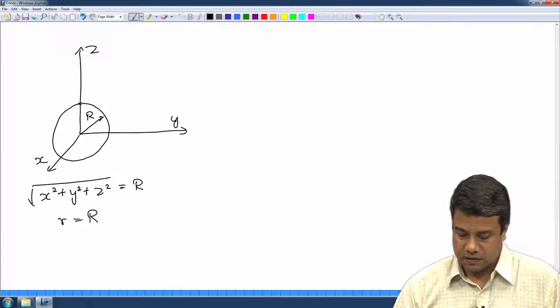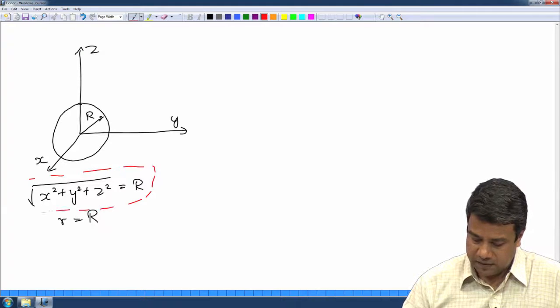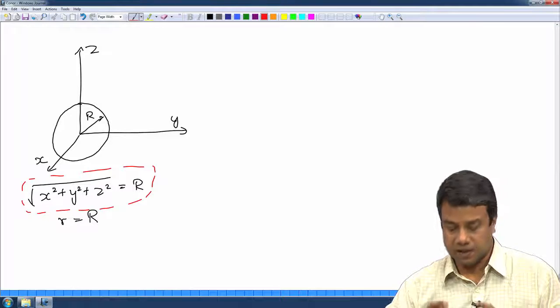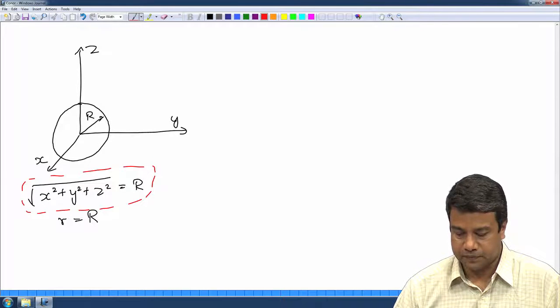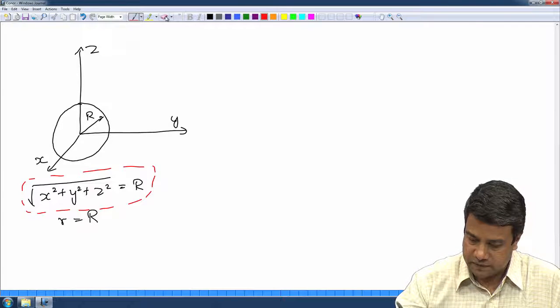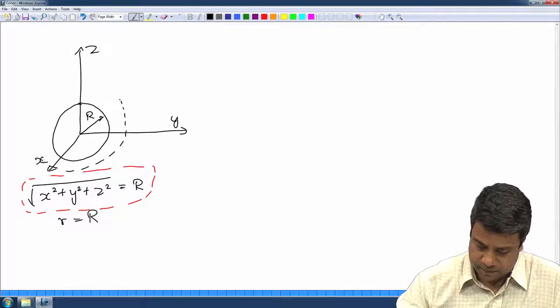So, rather than having this as the boundary condition, it is preferable that we change our coordinate system so that this spherical surface becomes a surface of constant coordinate, r is equal to capital R. So, in this coordinate system, the surfaces of constant coordinate are surfaces of constant r.